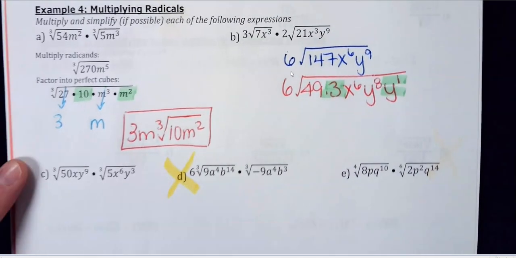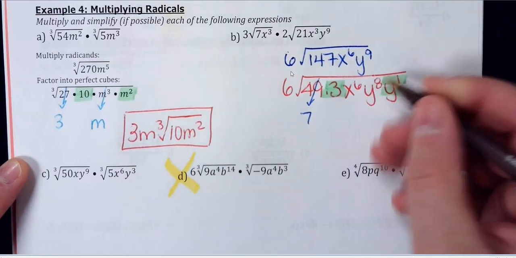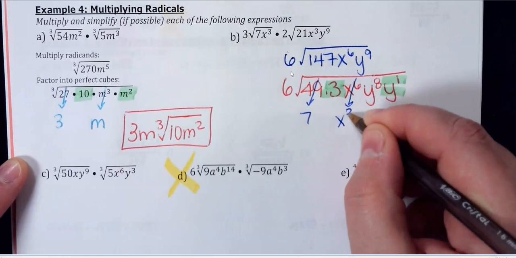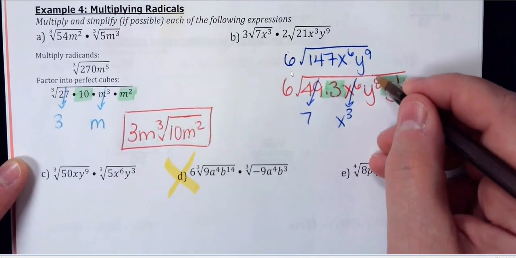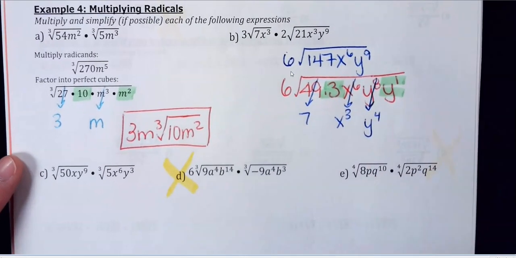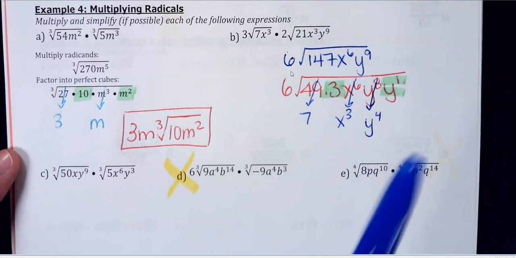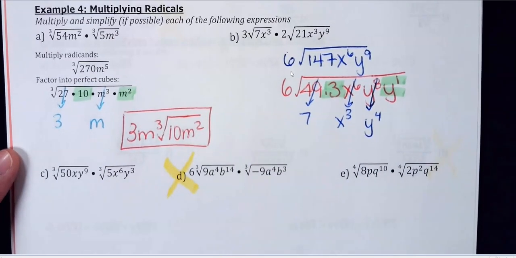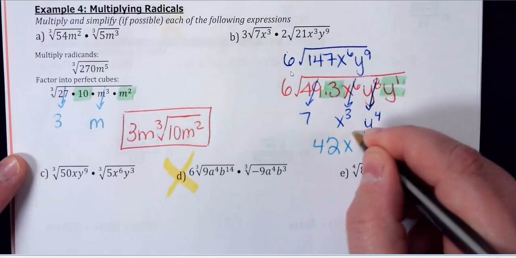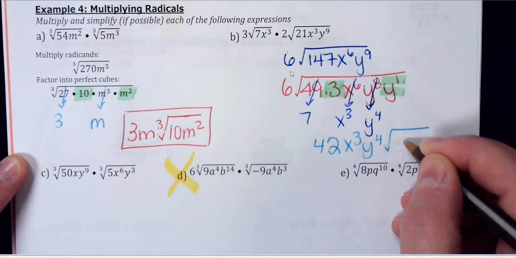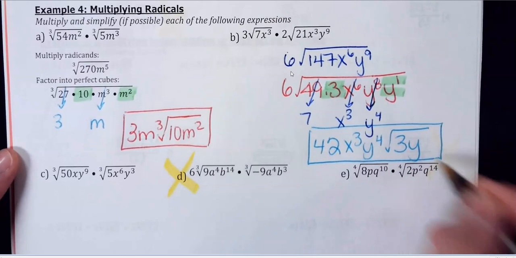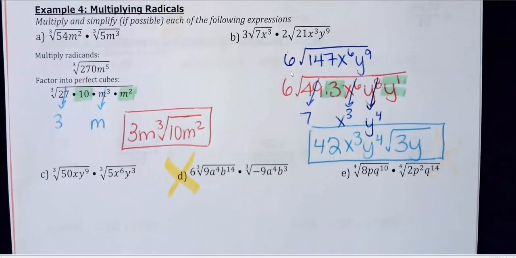So 49, square root there's 7. X to the 6th, exponent divided by the index of the root, 6 divided by 2 is going to come out as x to the 3rd. Y to the 8th, exponent 8 divided by the index of the root, which is 2, so this will be y to the 4th. And since there's already a 6 out in front, we're just going to multiply that with the 7. So 6 times 7 is going to give you 42. X to the 3rd, y to the 4th, and then still stuck underneath, I have a 3 and a y. Is anybody having a question so far?